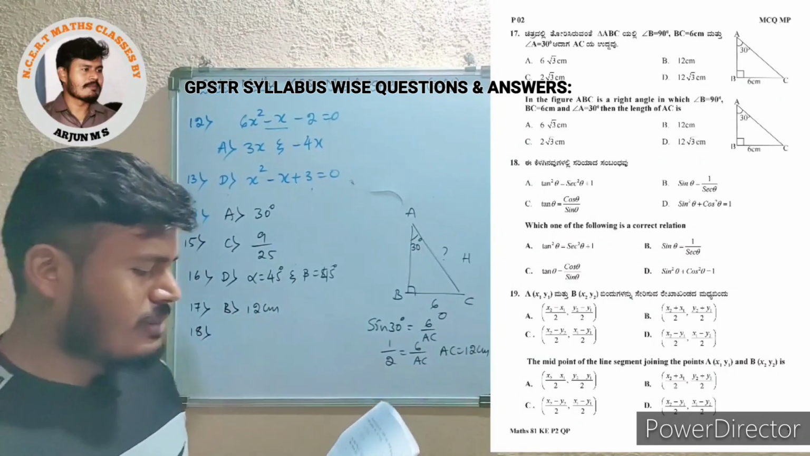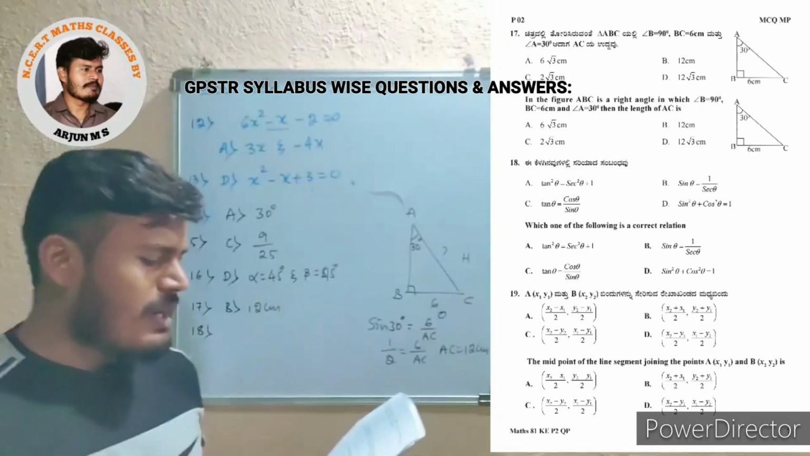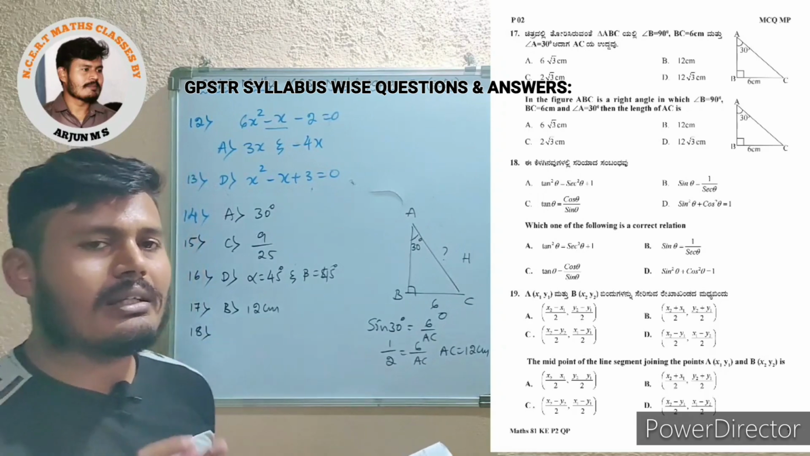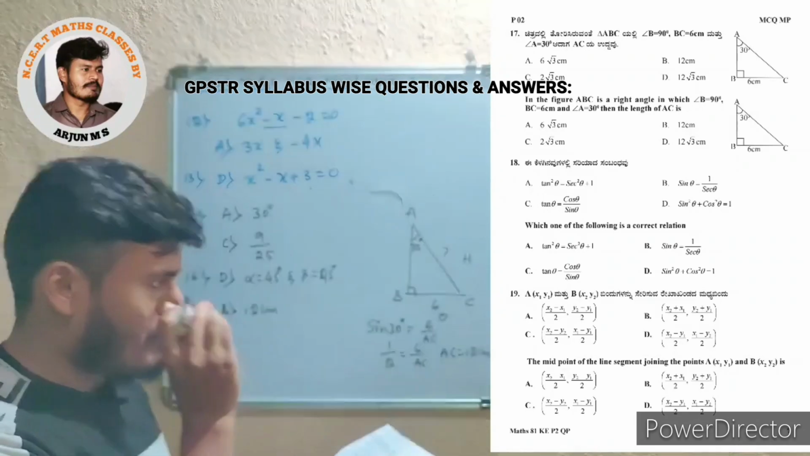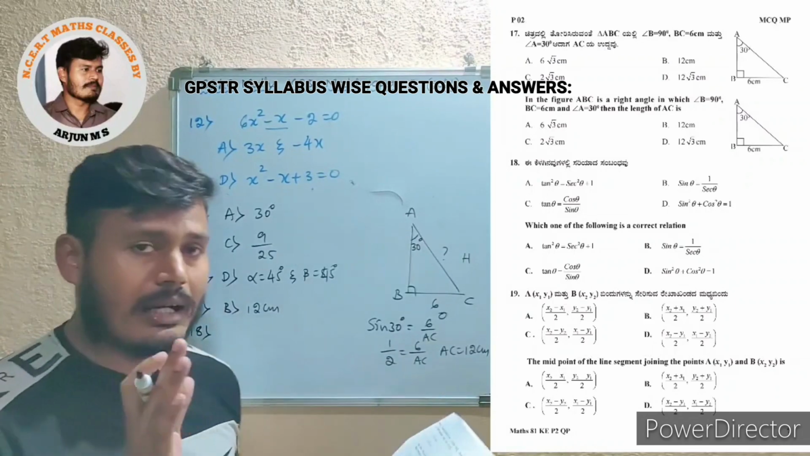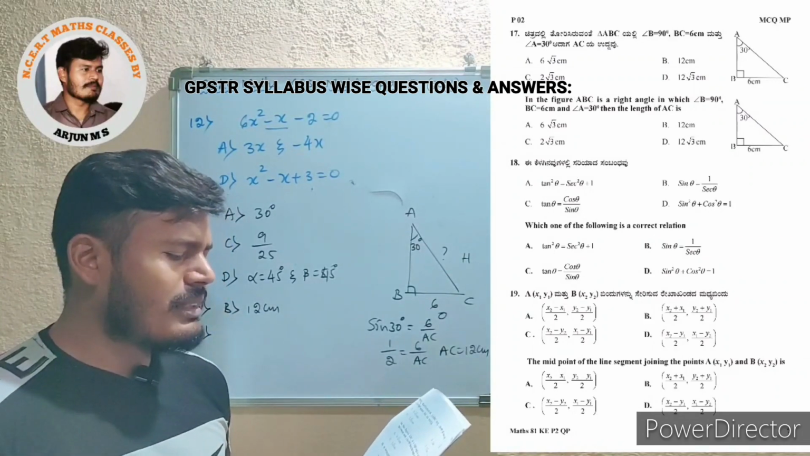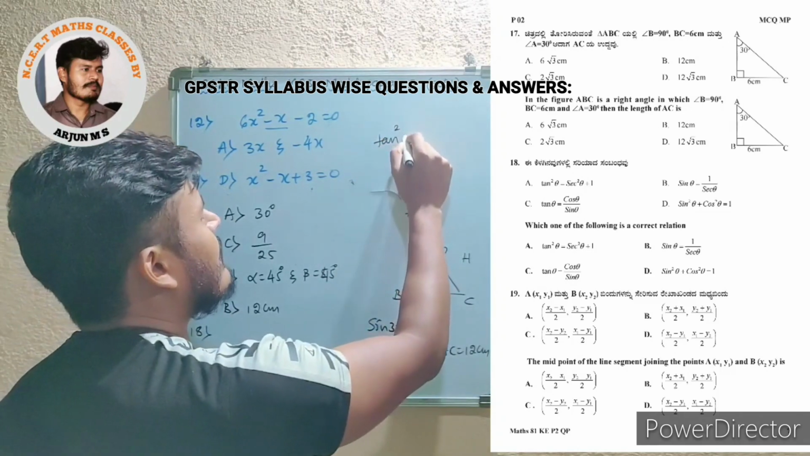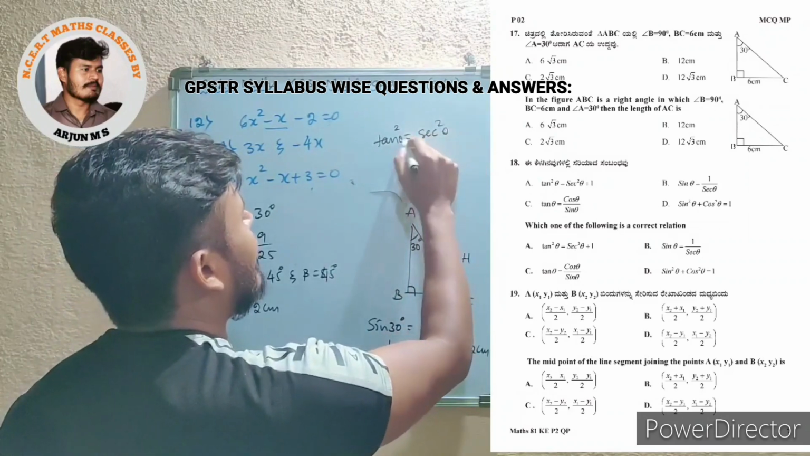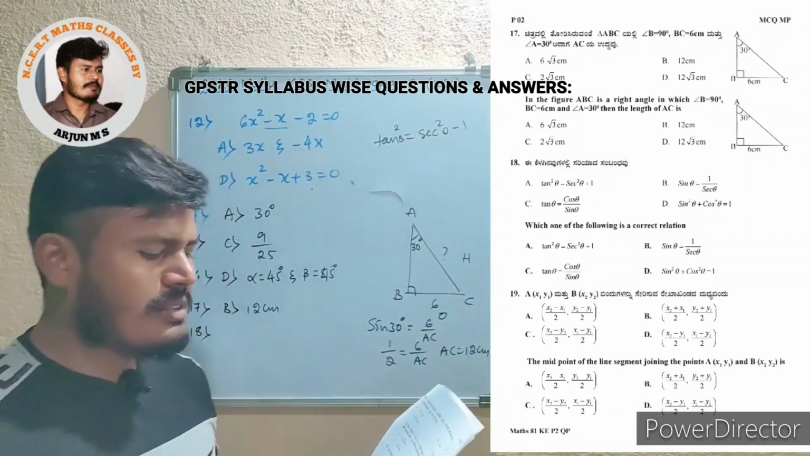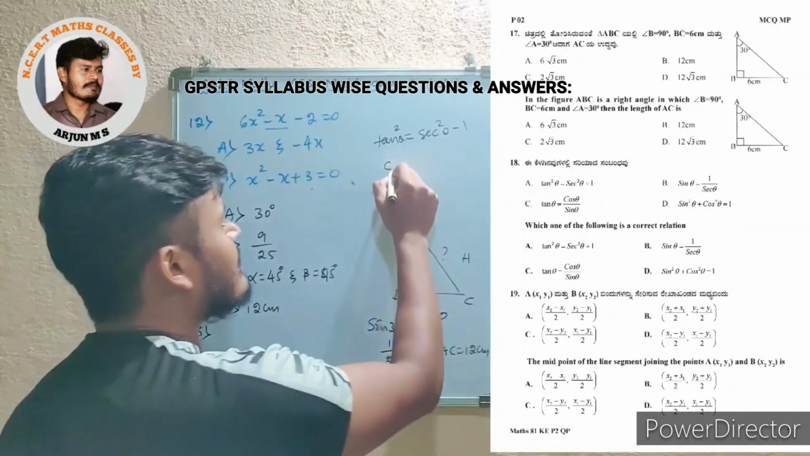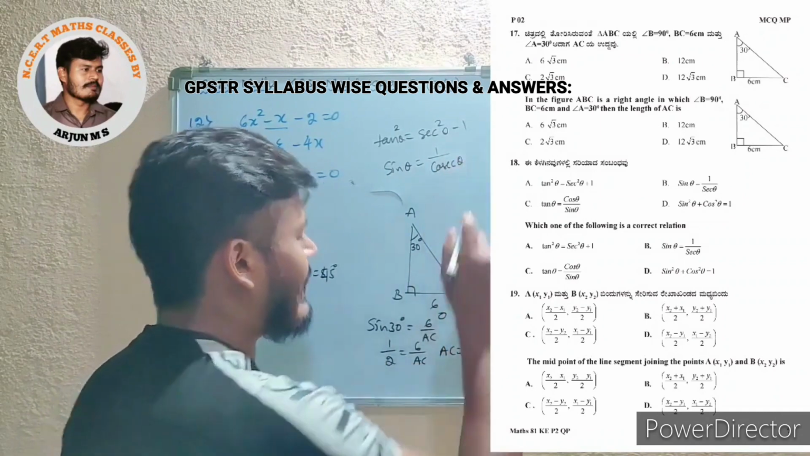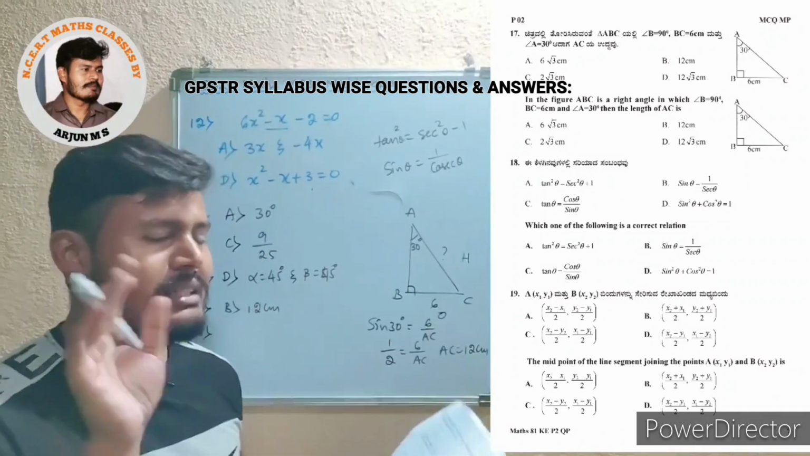So now moving to the next one, that is the 18th one. Which one of the following is a correct relation? Just observe each and every option, then mark the proper answer here. First condition, tan square theta is equal to secant square plus 1. That is wrong, because the correct condition is tan square theta equal to secant square theta minus 1, right? So that's why the first one is wrong. Then the second one, sin theta is equal to 1 by cosecant theta, but they have given secant theta here. That's why the second one is also wrong.